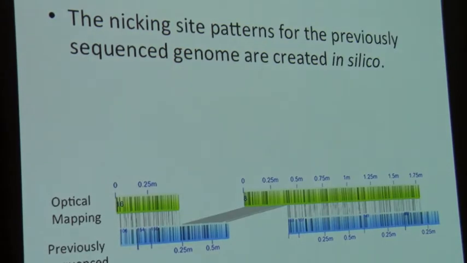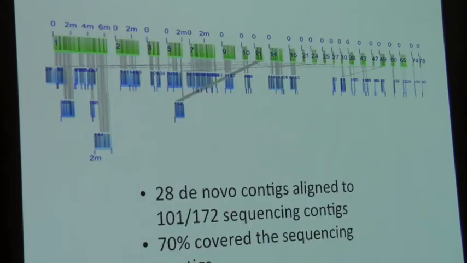So we then align that optical mapping contig to the previously sequenced genome. The nicking sites for the previously sequenced genome are produced in silico, or on a computer, and here we can see optical mapping molecule 16 lines up the previously sequenced genome contigs 104, 154, and 160, I think. So here are our results. We have a de novo assembly, which has 28 de novo contigs aligned to 101 out of the 172 sequencing contigs. So we have 70% covered of the whole genome.